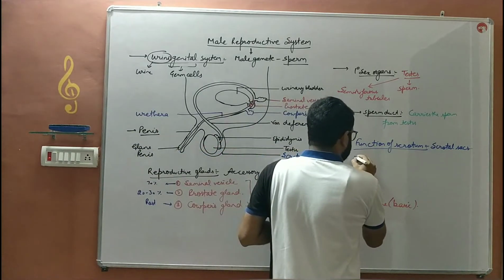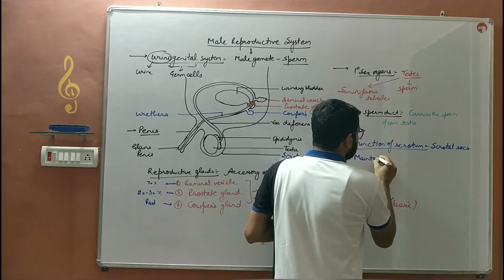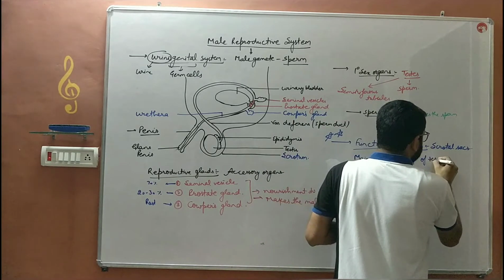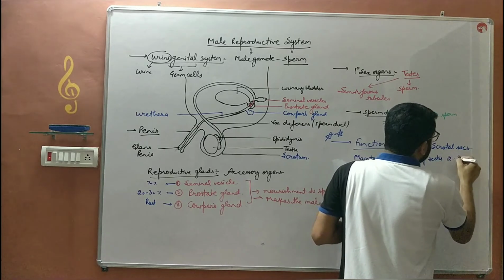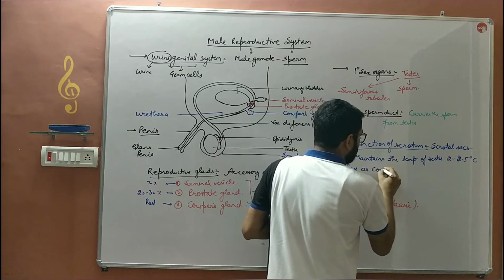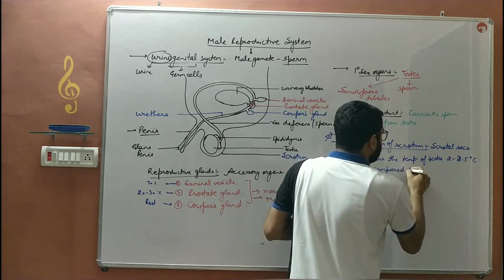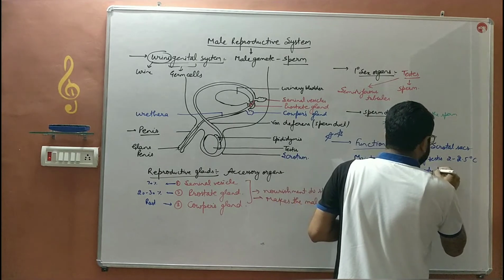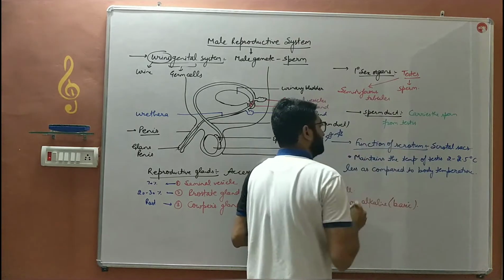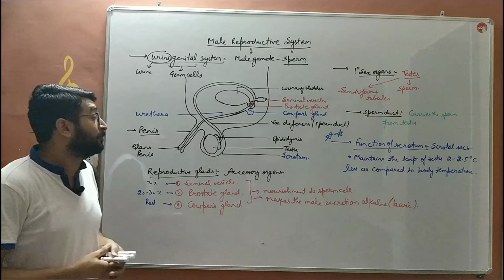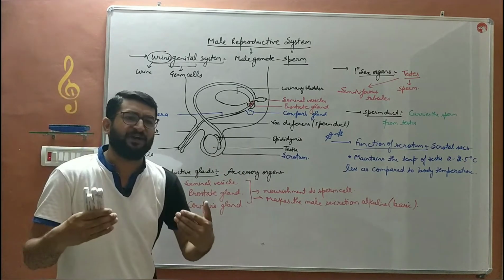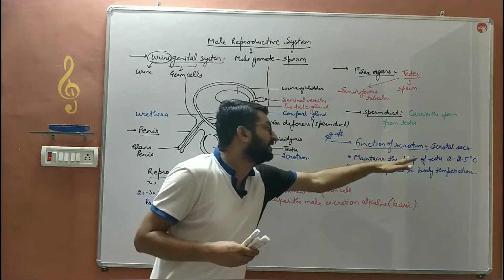This scrotum maintains the temperature of the testis 2 to 2.5 degrees Celsius less as compared to body temperature. The normal body temperature of the human body is 37 degrees Celsius. But sperm formation optimally takes place at 35 to 34.5, or 35 to 34. You can write 2 to 3 degrees as well.